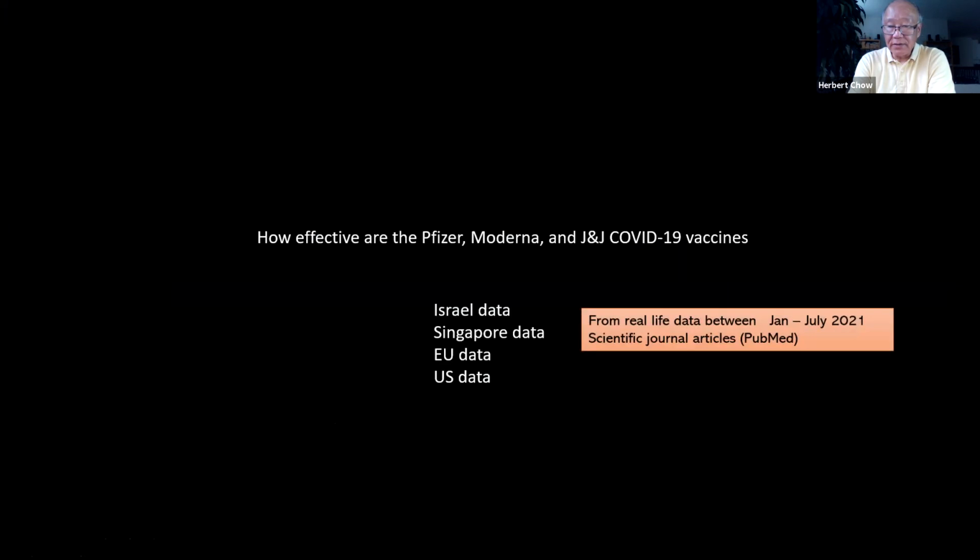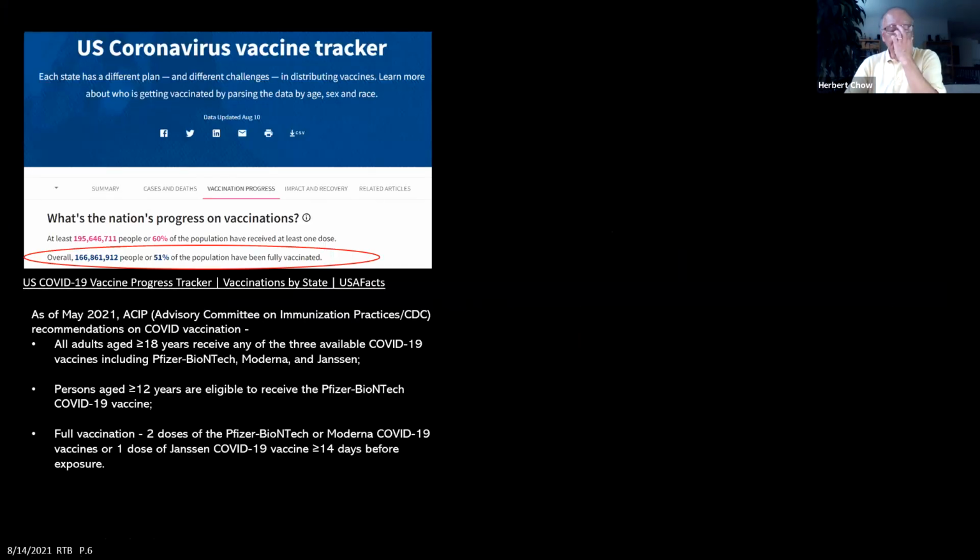These are all real-life data collected from January to July. If you look at the current vaccine tracker in the United States, where 51% of the population is fully vaccinated, the definition of fully vaccinated is this: you have to have 2 doses of the Pfizer or Moderna vaccines, not 1 dose, 2 doses, or 1 dose of the Janssen vaccine, more than 14 days before you get exposed to the virus.